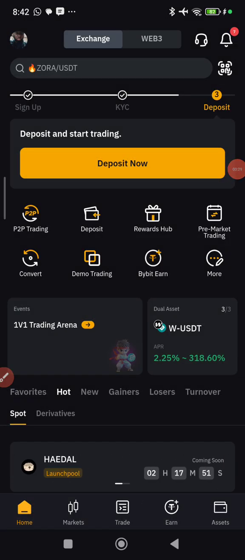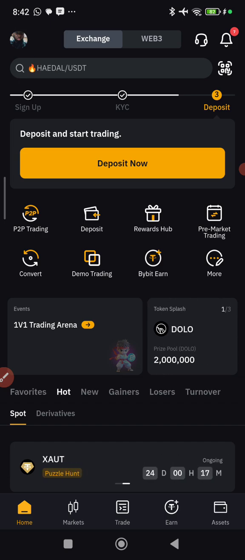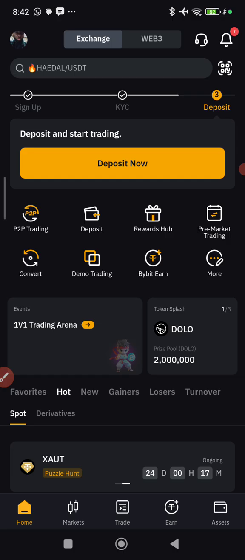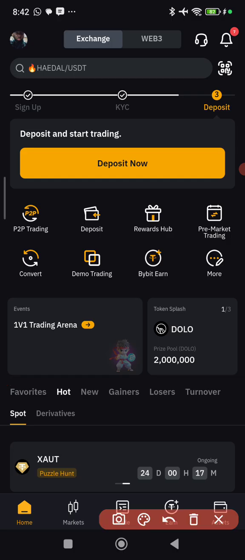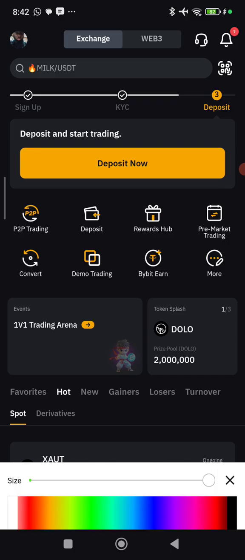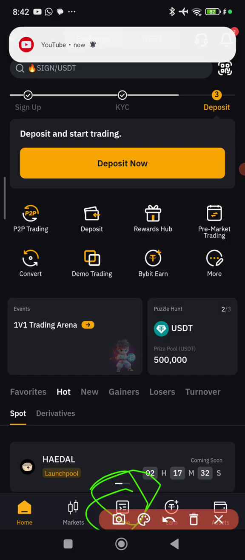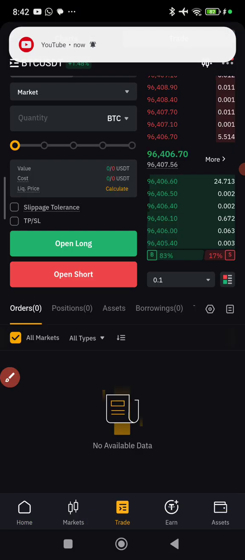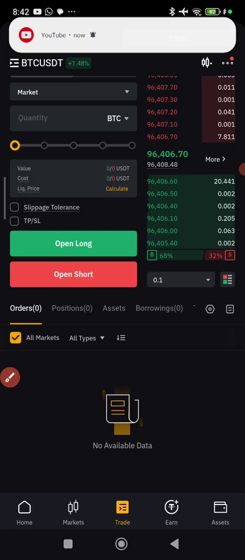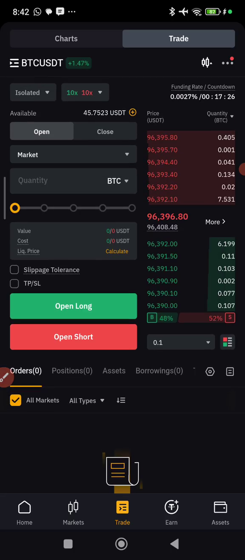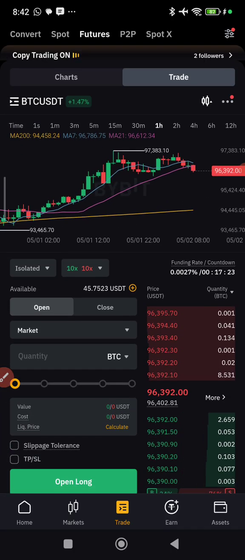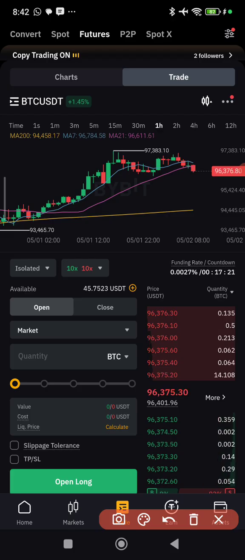Let's assume that you have money in your spot wallet already. The first thing to do is to go to Trade at the bottom of your screen. Let me change the color to green. Click on Trade. Once you click on Trade, the next thing to do is to scroll to the upper side, then locate where they wrote Futures.